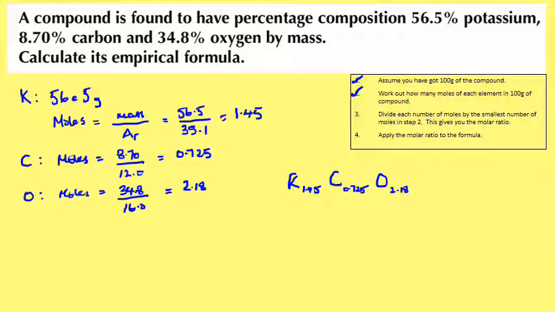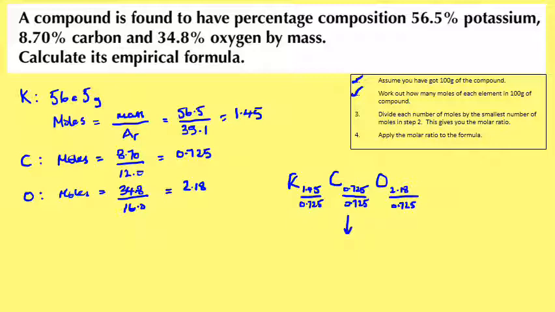So we're going to divide each number of moles, that's the 1.45, the 0.725 and the 2.18, divide each of those by the smallest number of moles. So the smallest number of moles is this 0.725. Okay, and you'll quickly see why we do that. So if we divided this by 0.725, yeah, that's going to come out at 1. That's why we choose the smallest one. But to keep the molar ratios all the same, we have to divide all 3 molar amounts by the same number. So we divide that by 0.725, and we divide the oxygen by 0.725 as well.